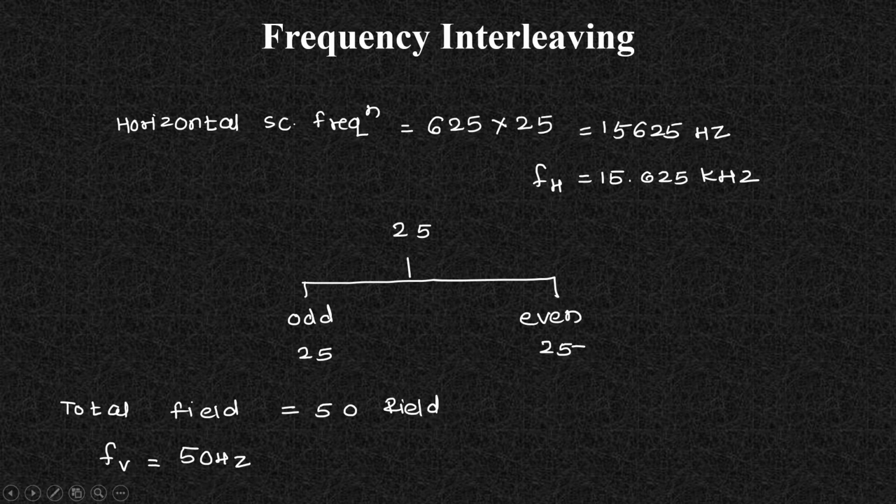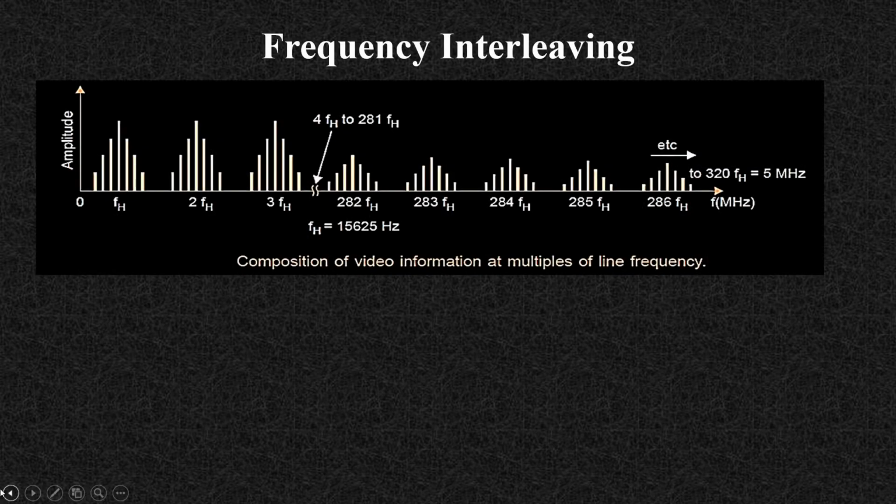Now, this is all about the luminance signal. I want to transmit my chrominance signal, or color signal, along with my luminance. But whenever you are talking about the transmission of the luminance signal along with the chrominance signal, you will see that you have a horizontal scanning frequency here, and harmonics of this horizontal scanning frequency appear at twice fh, thrice fh, and so on.